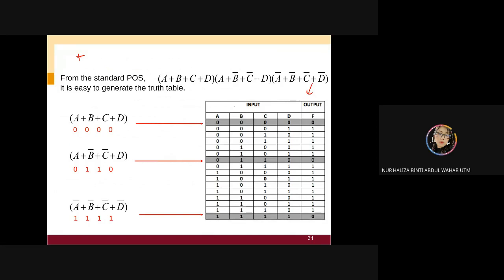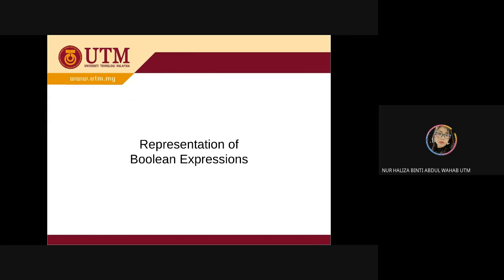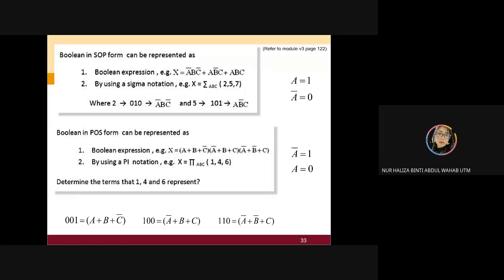Okay. Just now your friend asked why we need to learn the standard form, and why we need to learn the standard POS and SOP. Why we need to learn standard and draw the truth table. Later you're going to apply it. But now, sometimes we are too lazy to write it too long. That's why we want to use a short form by using a notation.